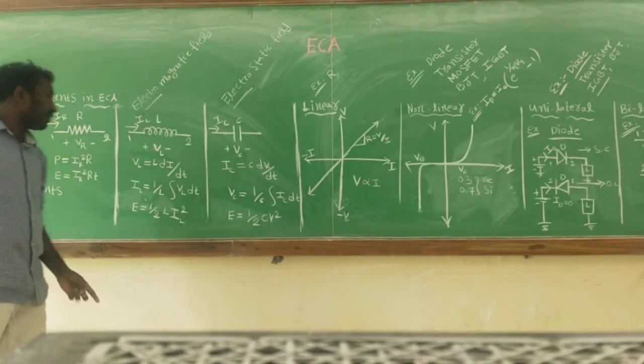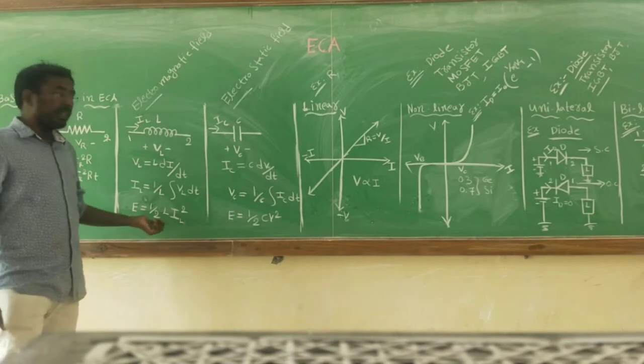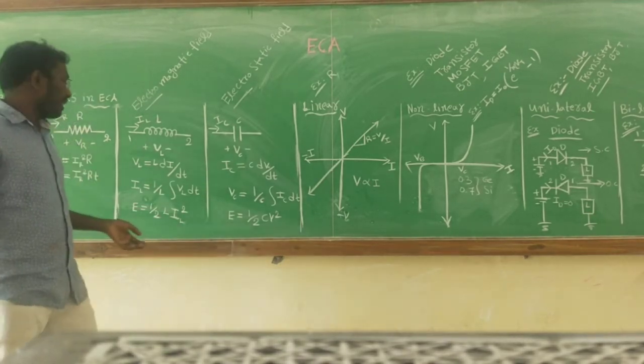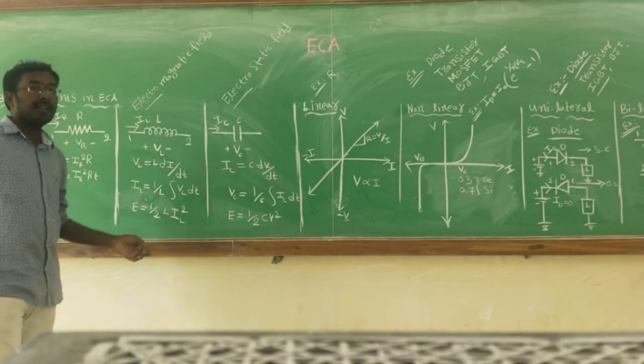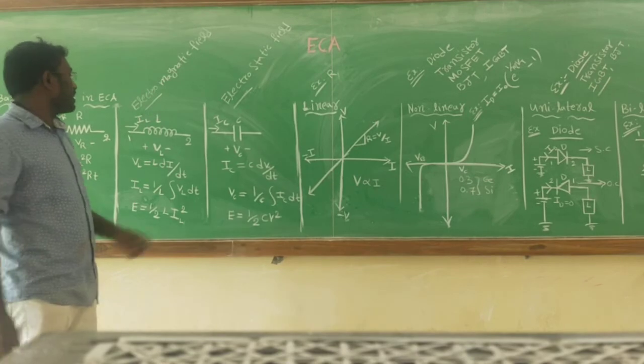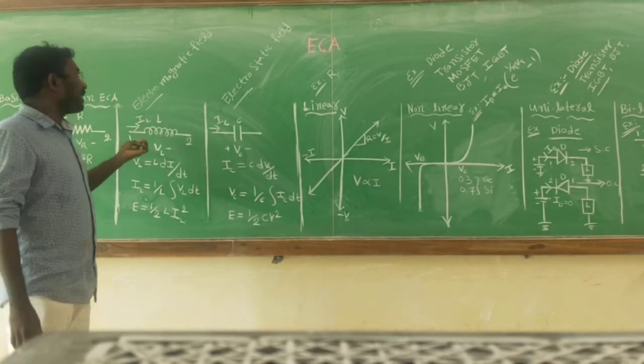That energy, according to the mathematical derivation, is half L i square. Energy stored in an inductor is half L i square in the form of magnetic field. By using a coil, by using an inductor, we are getting a magnetic field.